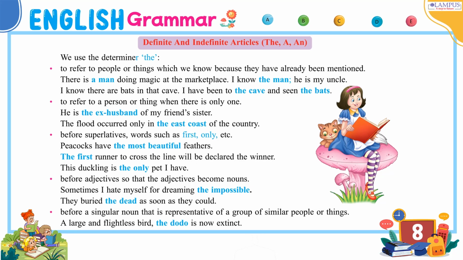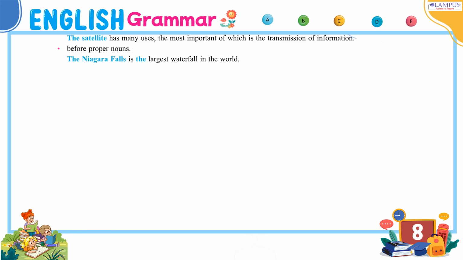Before adjectives so that the adjectives become nouns. Sometimes I hate myself for dreaming the impossible. They buried the dead as soon as they could. Before a singular noun that is representative of a group of similar people or things. A large and flightless bird, the dodo, is now extinct. The satellite has many uses, the most important of which is the transmission of information. Before proper nouns. The Niagara Falls is the largest waterfall in the world.